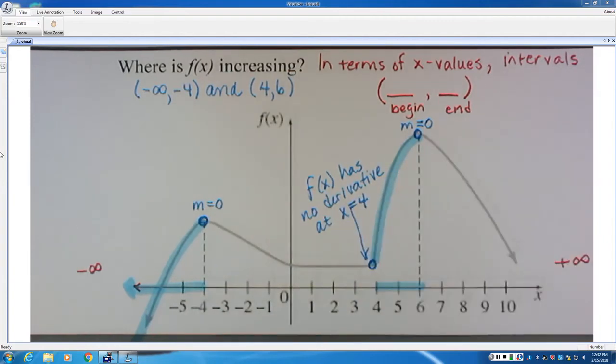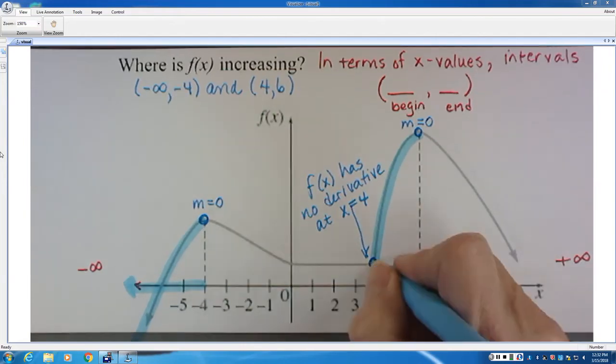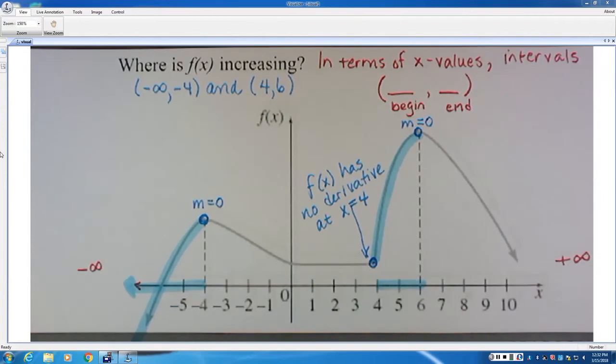Do you remember why f of x wouldn't have a derivative at that point? It's not because there's a hole in the function, because f of 4 is defined. We can look at that graph and see that there is a value f of 4 right there at that little tiny corner. So f of 4 is defined, but why can't we take a derivative at 4? Because the slope is 0 again? No, not because the slope is 0.